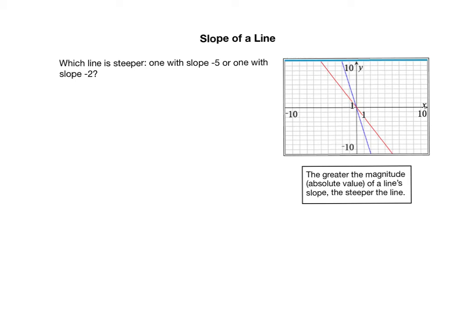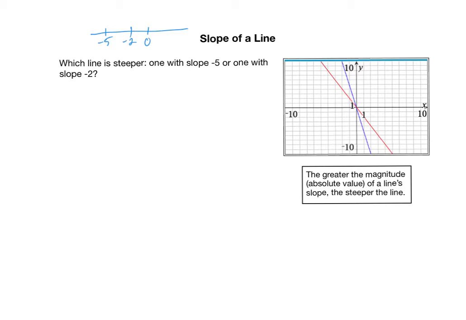If someone were to give you the slopes of two lines, would you be able to tell which line is steeper without having to draw a graph? So let's take a look at this particular question. Which line is steeper, one with a slope of -5 or one with a slope of -2? We already know that -2 is greater than -5 on the number line. Does that then imply that a line with slope -2 is steeper than a line with slope -5?